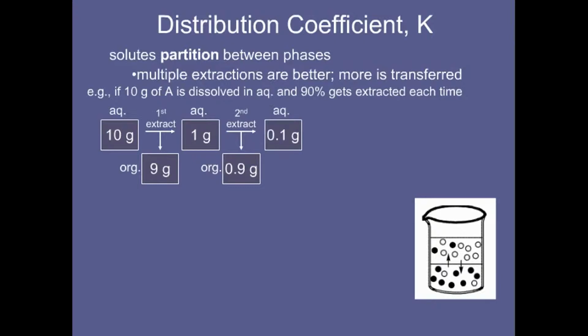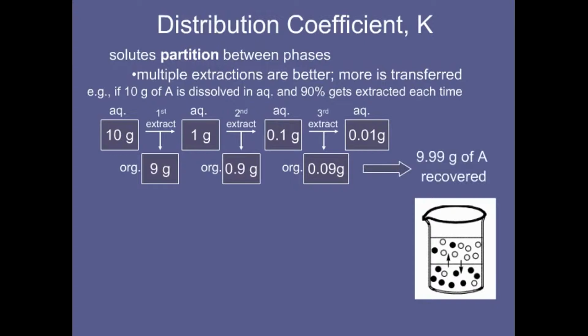A third extraction removes another 90% of the small amount of A that remains in the aqueous layer. In the end, the combined organic extracts contain 9.99 grams of the original 10 grams. It's common practice to extract with 2 to 3 small portions of solvent, as illustrated here.